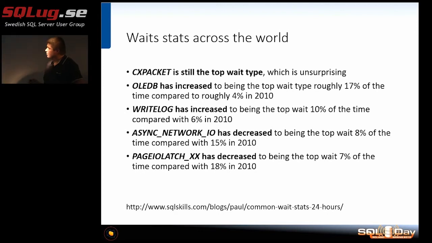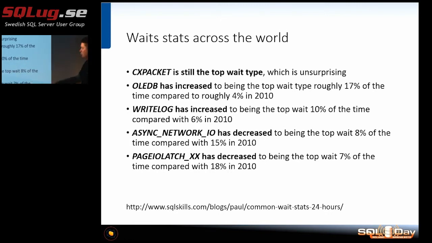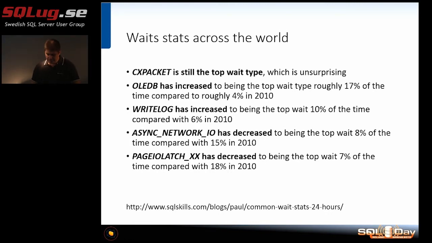So why is the gain so much? We try to explain what's going on with this. Write lock has increased, async network IO has decreased. So we can guess what's going on with the async network IO from one of my latest demos. And page IO latch also decreased. Maybe we can connect those two sometimes, but not always.